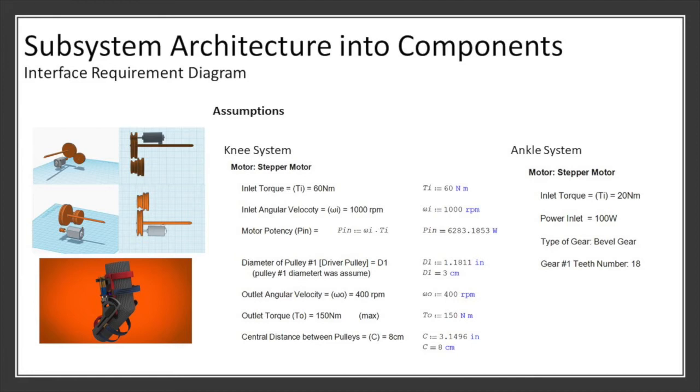Our outlet angular velocity is 400 RPMs. Our outlet torque is 150 newton meters in the max torque. The center distance between pulleys is 8 centimeters. In our ankle system, we also use a stepper motor with our inlet torque of 20 newton meters, our power inlet of 100 watts. Our type of gear is a bevel gear, and the number of teeth in our gear 1 is 18.